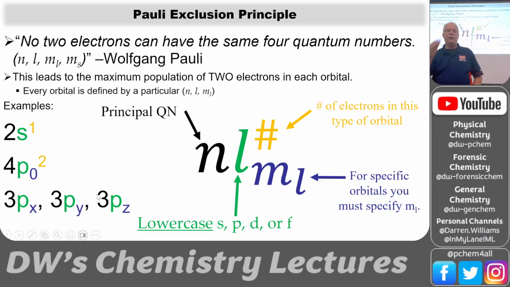So let's look at the notation. This is our notation, our scheme for keeping track of all of the different quantum numbers. Our principal quantum number is the number that we use, and L is the letters, lowercase s, p, d, or f. We could have G and H and I and so on for the excited states, but for the ground states, we only go up to F.